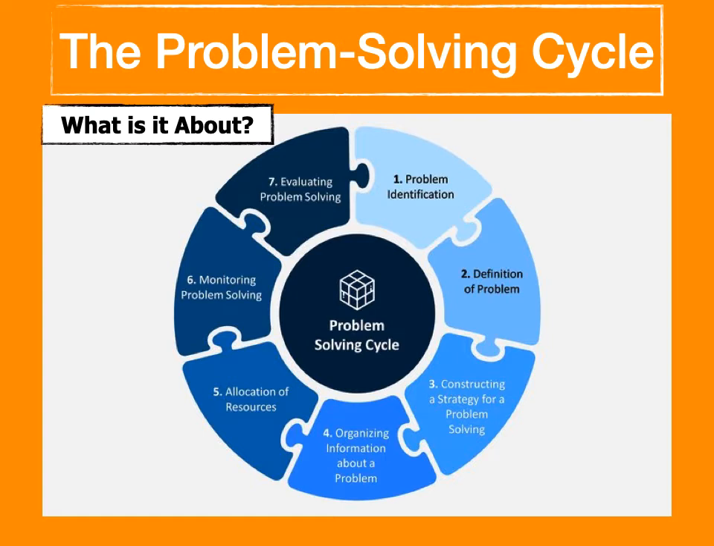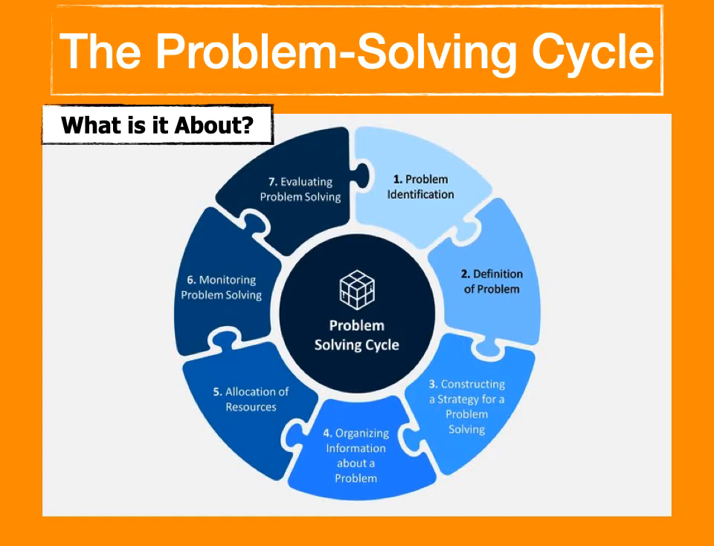Now, when we want to solve a problem, this is when problem solving comes in. We engage in what we call the problem solving cycle. And this cycle has 7 stages. So the first stage is problem identification. The second is the definition of the problem. The third stage is constructing a strategy for problem solving. The fourth is organizing information about a problem. Fifth, allocation of resources. Sixth, monitoring problem solving. And lastly is the evaluation of whether you have successfully resolved the problem.